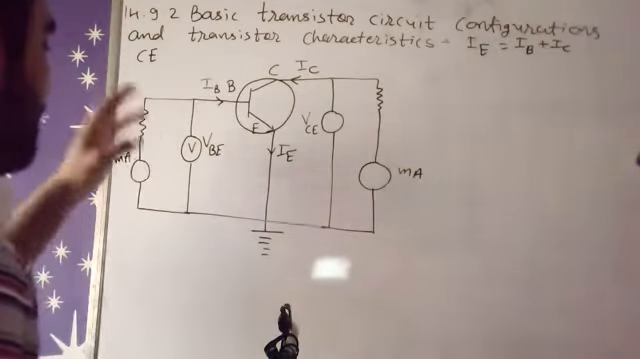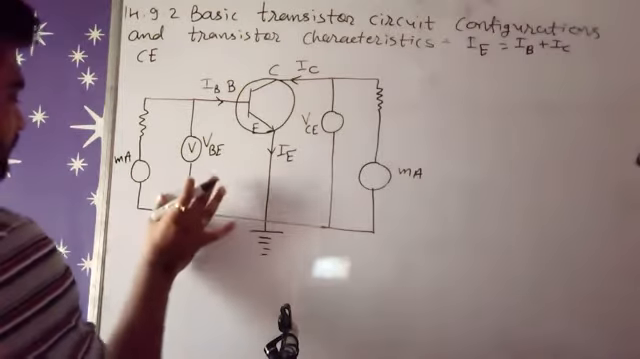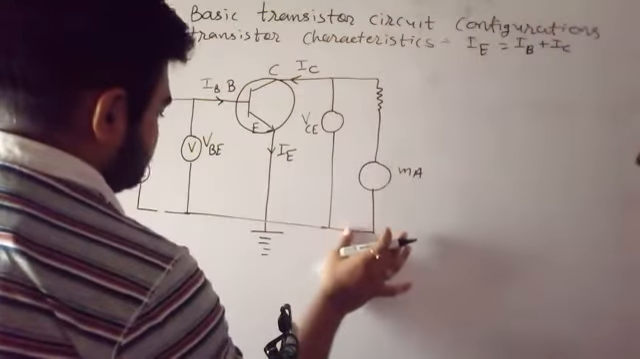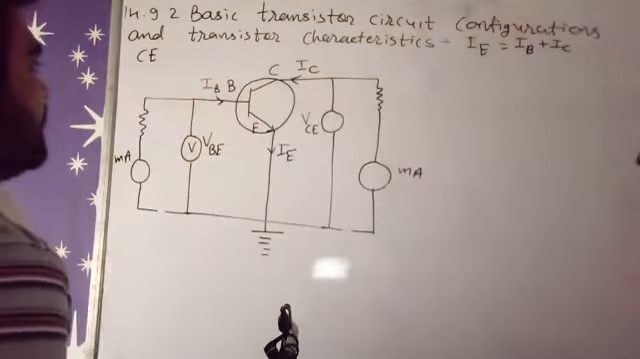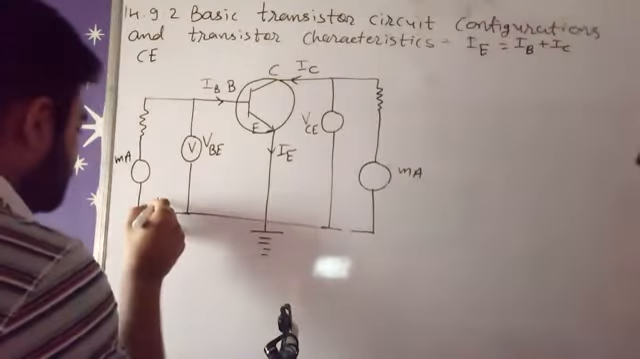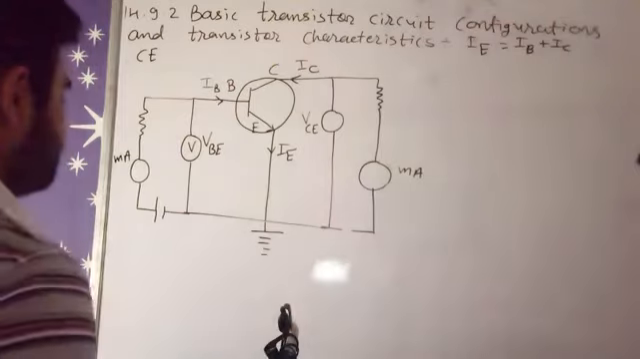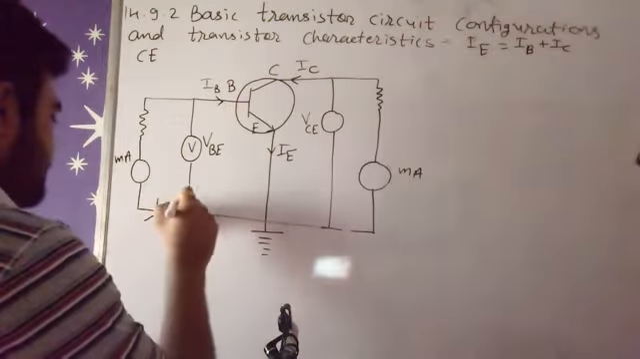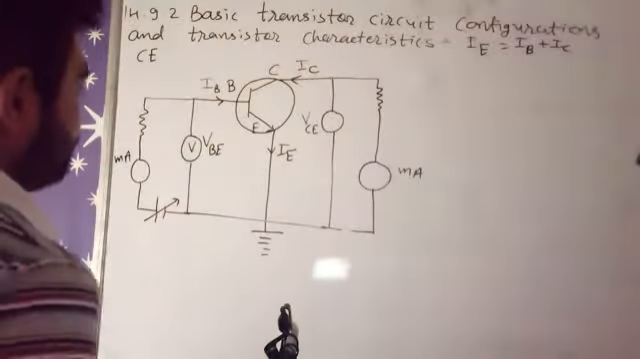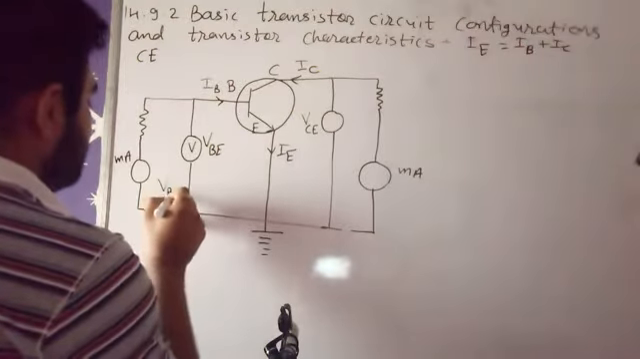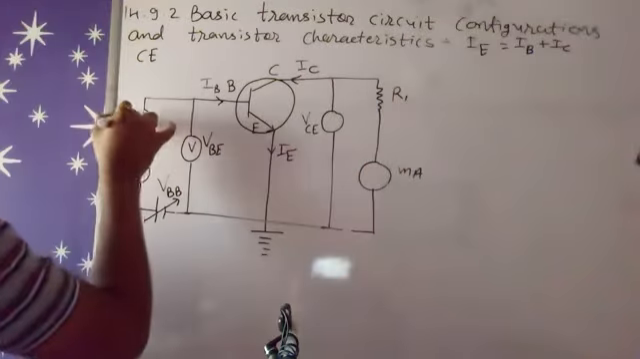Now we have to apply batteries also. The base is P, so it should be connected with positive, and the emitter is N, so it will be negative. This battery is between B and E, so I name it VBB, and here are the resistors R1 and R2.